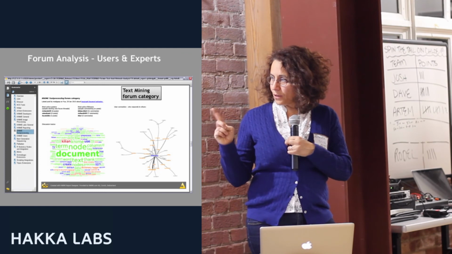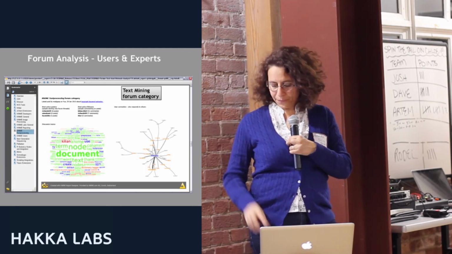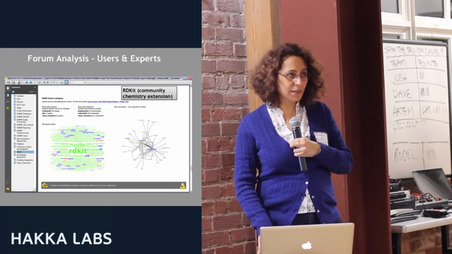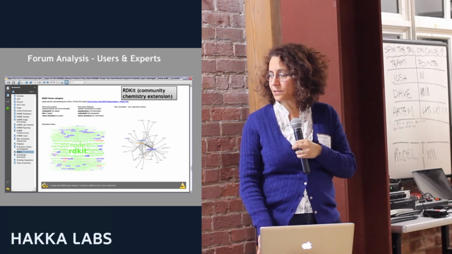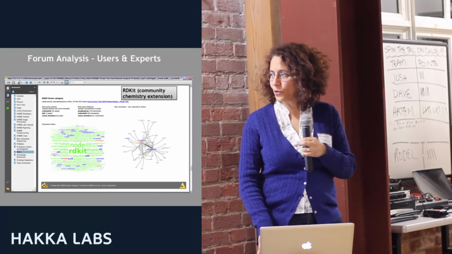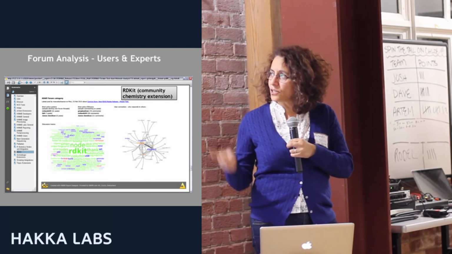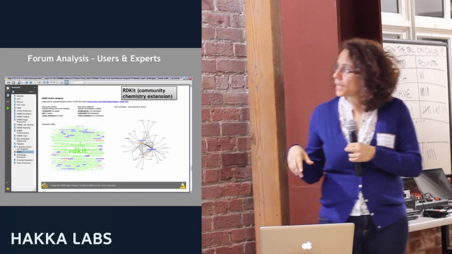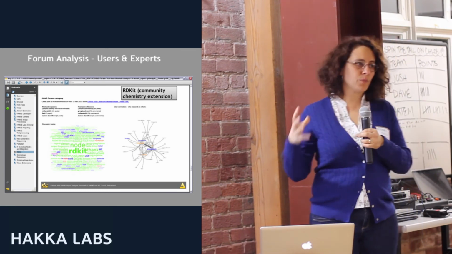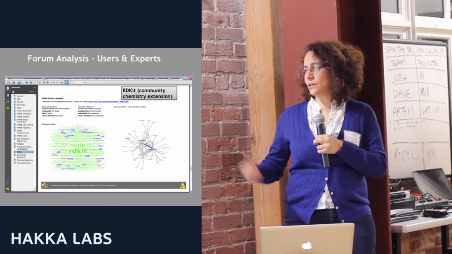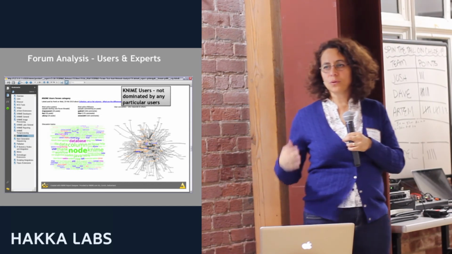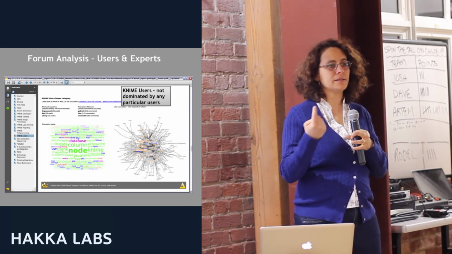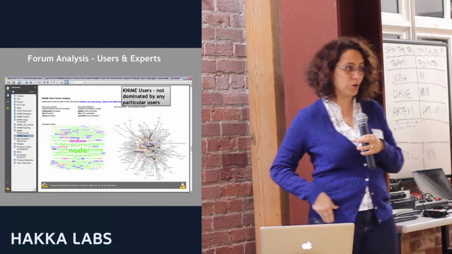If you notice here, this one was the text processing. This one is the RDKit, which is another chemistry extension by a third-party group. And this one was the KNIME General, right? No, it's the KNIME Users. The KNIME Users is one of these three big categories, and as you see, there is not a dominant person. There are many people who answer and many people who ask, and so you cannot isolate one single expert like in the other forum categories.